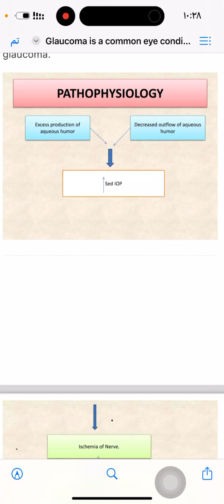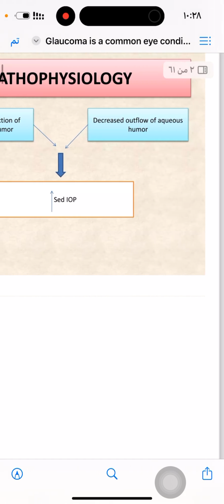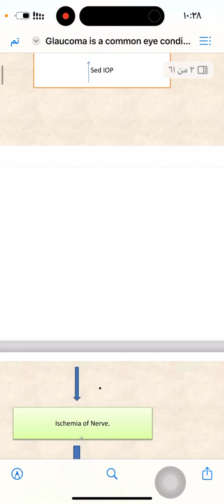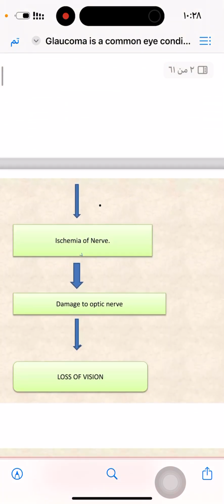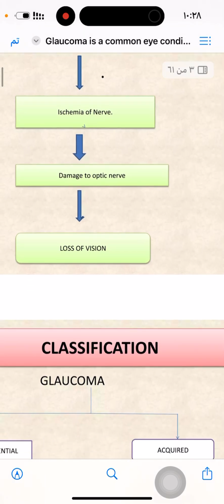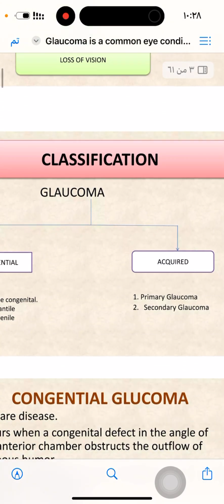the pathophysiology of glaucoma. When there is excess production of aqueous humor or decreased outflow of aqueous humor, it leads to increased intraocular pressure, and this affects the nerve, leading to ischemia and damage to the optic nerve, and loss of vision.